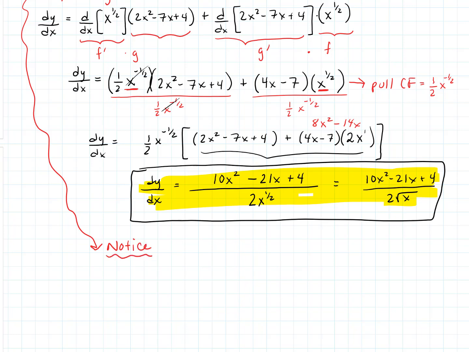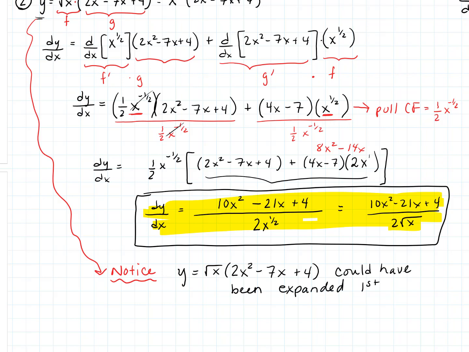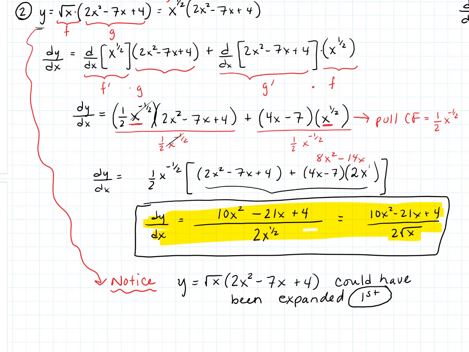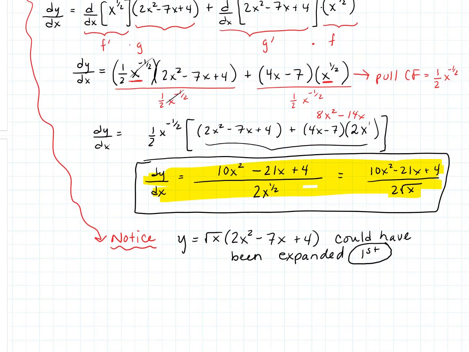So notice that this particular function, y equals the square root of x times 2x squared minus 7x plus 4, could have been expanded first, and then we actually wouldn't have even had to use the product rule. So I'm going to do that just so you can watch that. I'll speed it up since it's a little bit of a review from the last time, but let's go ahead and just show that and show that we do get the same answer, even if we didn't use product rule, if we did some algebra first.